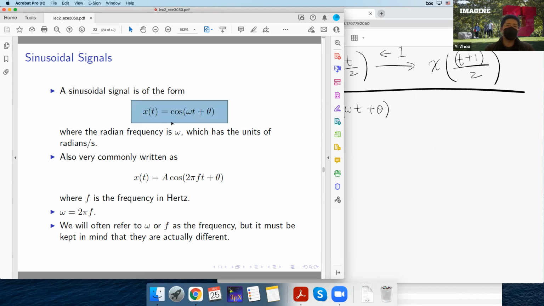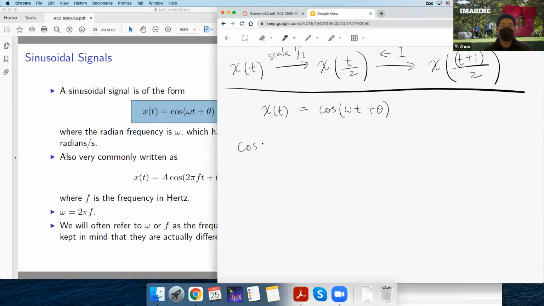And we can see that this signal can be obtained from cosine t by standard operations. For example, we can do time shifting first, right? Time shifting first, and then do a time scaling. So it's shifting by theta and then scaling the time axis by the factor 1 over omega.